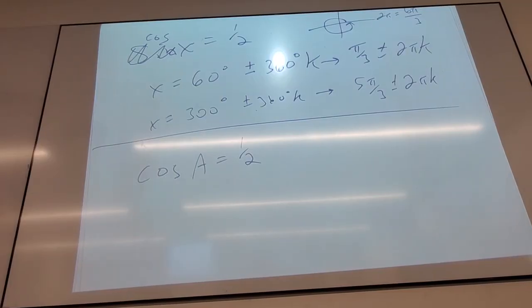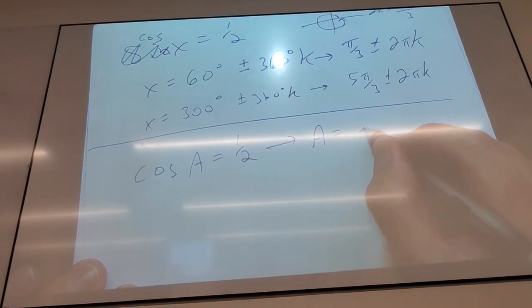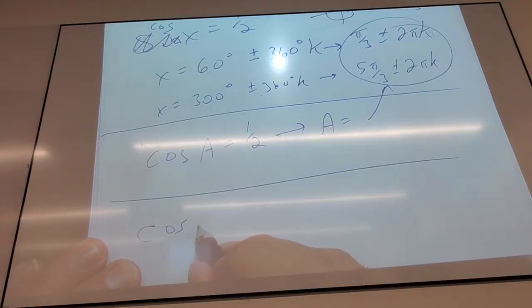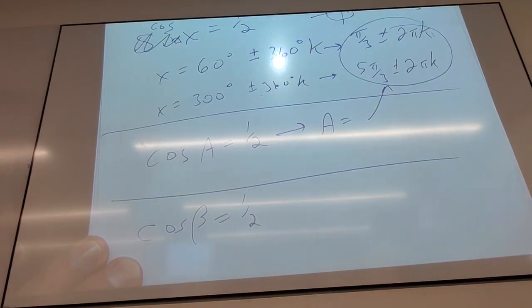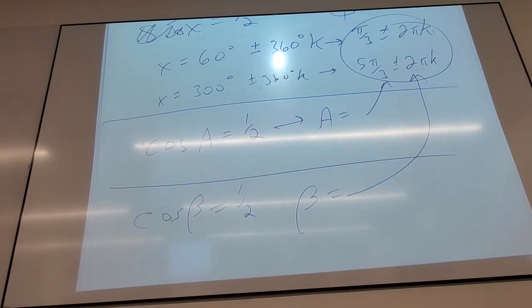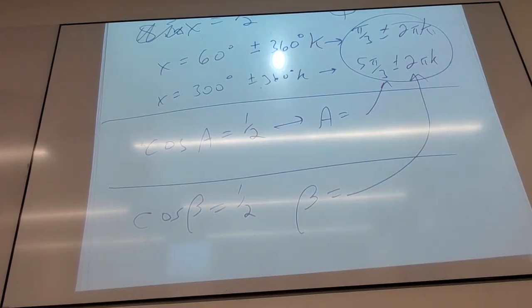That would be the same thing, yes? It would just be A equals blah, blah, blah, yes? Yeah. What if instead I said cosine beta equals 1/2? Beta equals blah, blah, blah. Beta would equal beta. You with me? Yeah. You with me? So here's what I'm setting you up for.